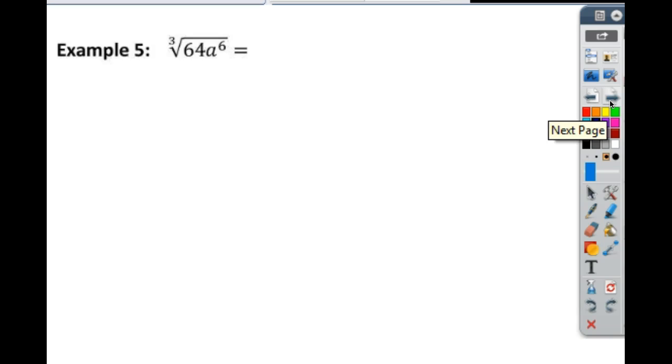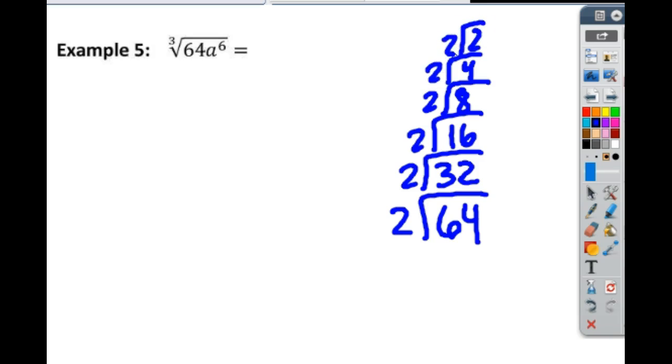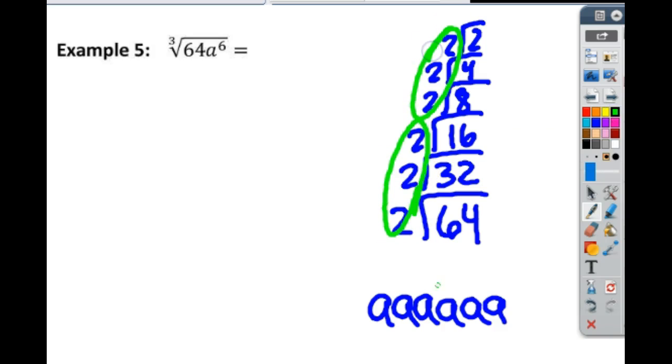Start with a birthday cake. 64. 2 will go into 64. 2 will go into 32. 2 will go into 16. That is a lot of 2's. After you have your birthday cake, what is it that you're looking for? The index is 3, so I'm looking for groups of 3.